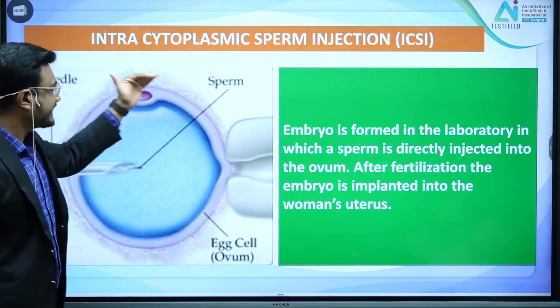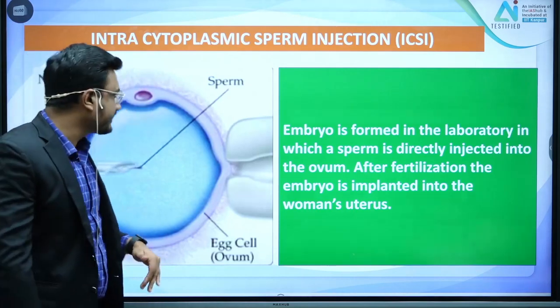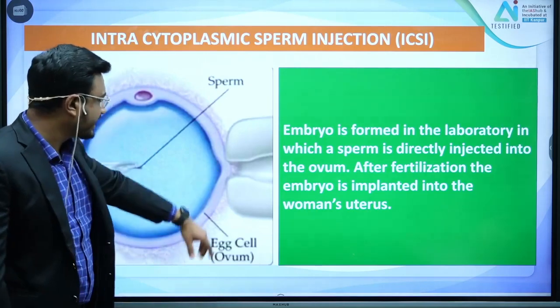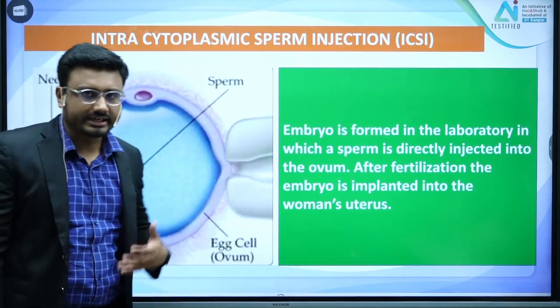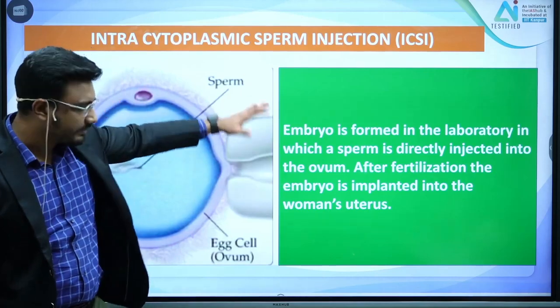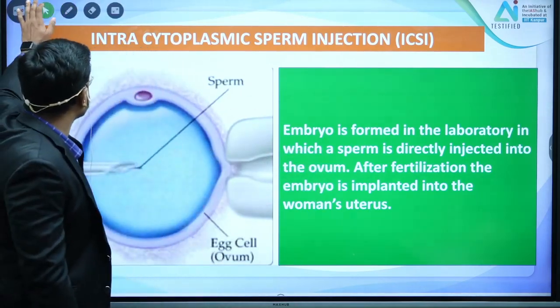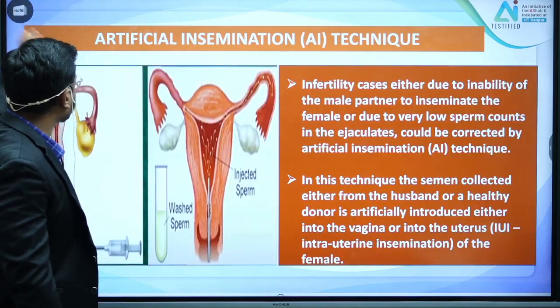In intracytoplasmic sperm injection, the sperm is directly fused with the ovum, that is the egg cell, in laboratory conditions, and the embryo is then implanted into the woman's uterus. Now let us move to the next important concept.